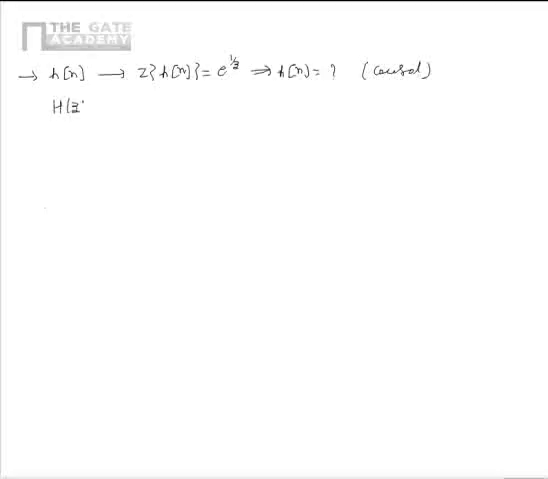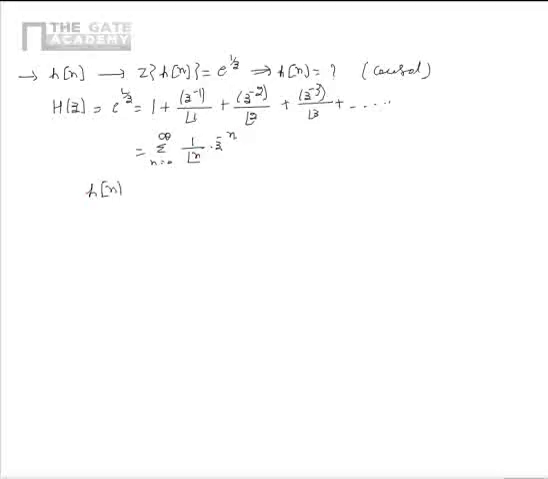So using the power series expansion, we can write that H(z) = e^(1/z), which is equal to 1 plus z^-1 by factorial 1 plus z^-2 by factorial 2 plus z^-3 by factorial 3 plus and so on. This can be written as the sum from n = 0 to infinity of 1 by factorial n into z^-n. From this, we can write that the impulse response of the LTI system is 1 by factorial n into u(n).